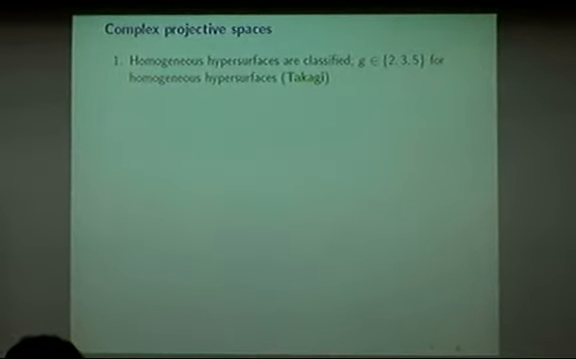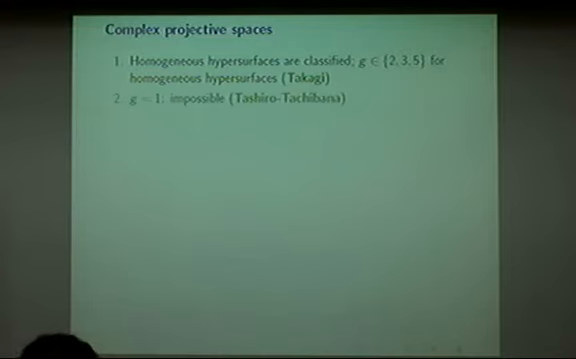Then of course one would like to know the converse. So if you have a hypersurface with constant principal curvatures in complex projective space, is it any of these? That's a natural question. Well, first, g equal to 1 is impossible. I think it was first mentioned by Tashiro and Tachibana, but this is quite an elementary consequence of the Codazzi equation, that one can't have an umbilic hypersurface in a complex projective space.